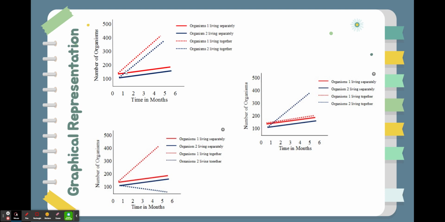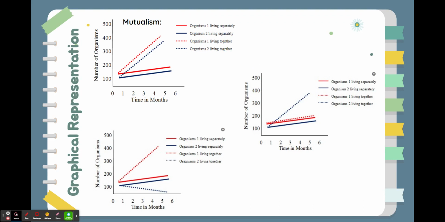So looking at this graph here, we can see that when the two organisms are living separately, they are both seeing an increase in the number of organisms. We do see a positive correlation. However, when they're living together, both number of organisms increases greatly. So this, as you probably have guessed, is going to be mutualism. We're seeing an increase in both our blue line and our red line. So both organism 1 and organism 2 are being benefited.